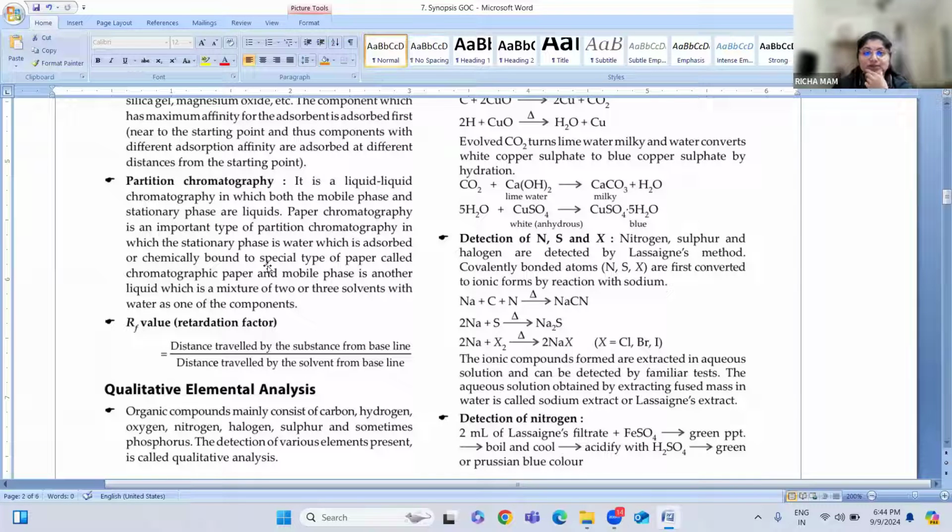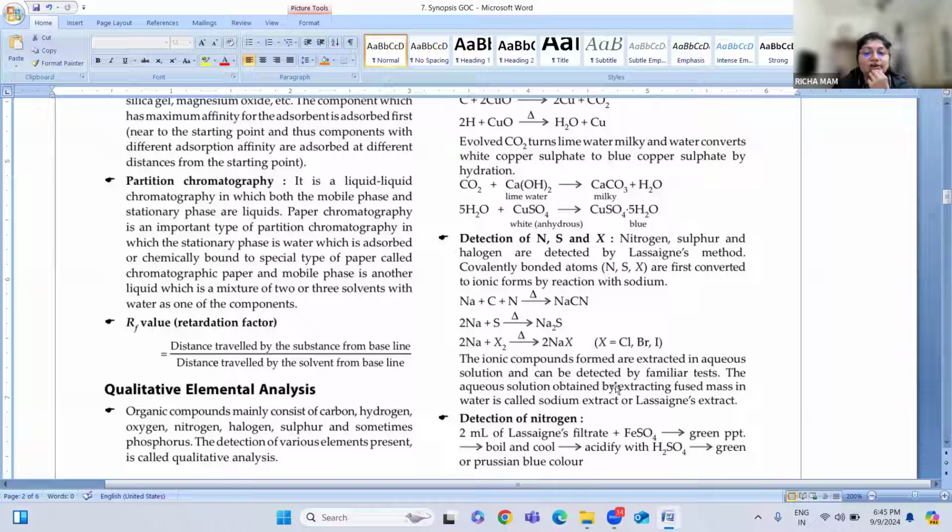Carbon is present only in organic compounds, and if the compound has nitrogen, then it will give what? NaCN, that is sodium cyanide. And if the compound contains sulfur, it forms sodium sulfide. And if the compound contains halogen, it forms sodium halide. The halide can be anything: chlorine, bromine or iodine. So depending on this, we are converting it into its ionic form. How? By reacting it with sodium.